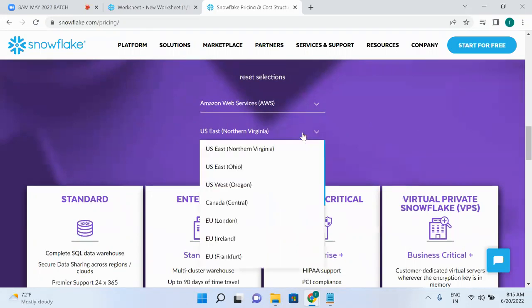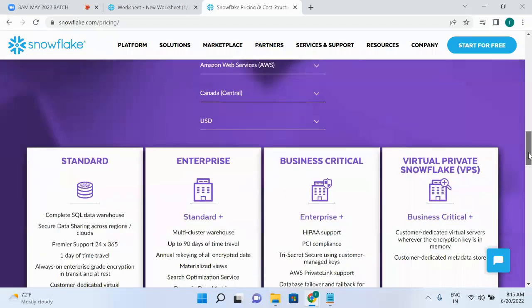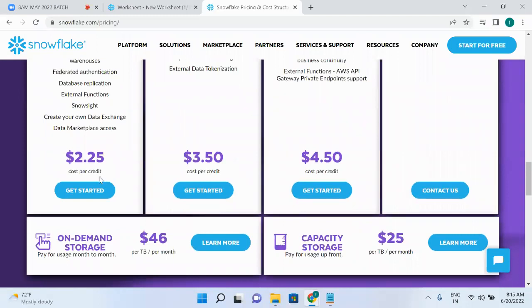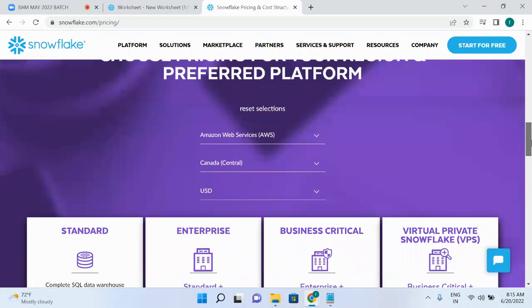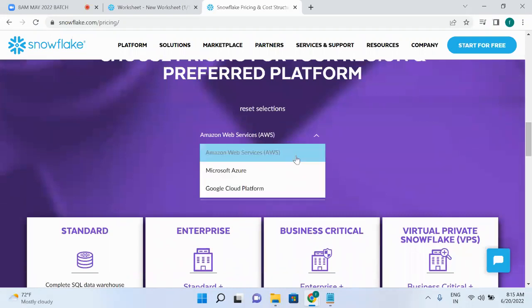Now if I change, in the same AWS platform, to another region, Canada Central, now observe this. Previously it was 2, now it has slightly varied, right? Previously it was around 4, it's varied. This one is around 5 or 6, it's varied, right? And the capacity charge, previously it was $23, now it is 25, right? So there is a slight change based on region, and at the same time, based on platform also. Now we are in AWS, right?